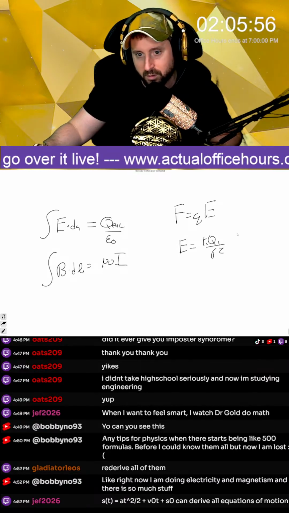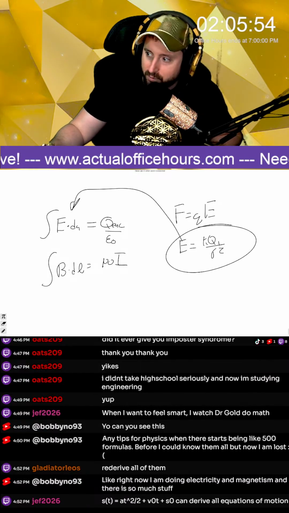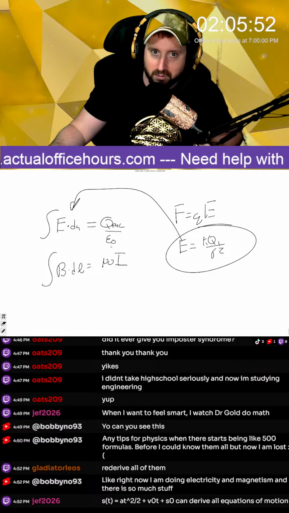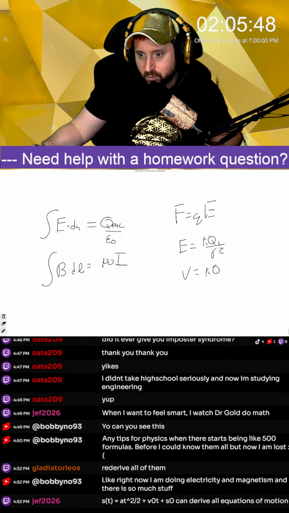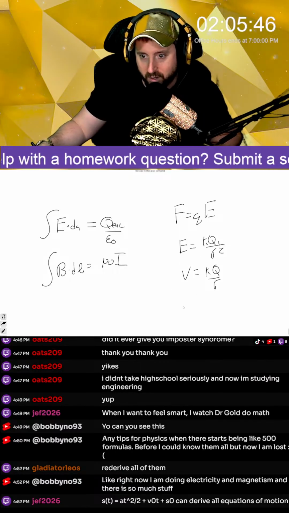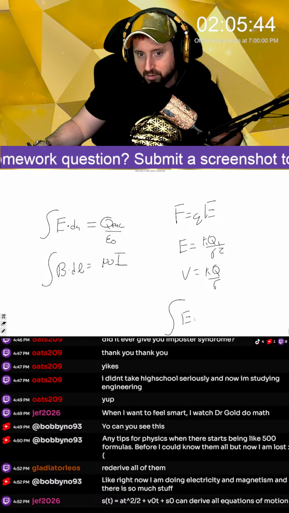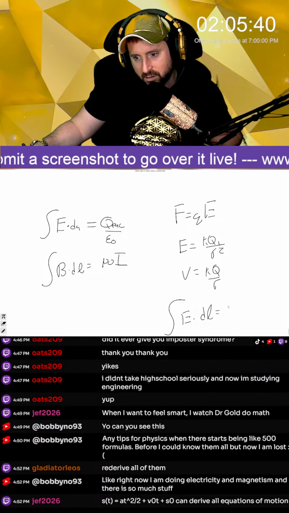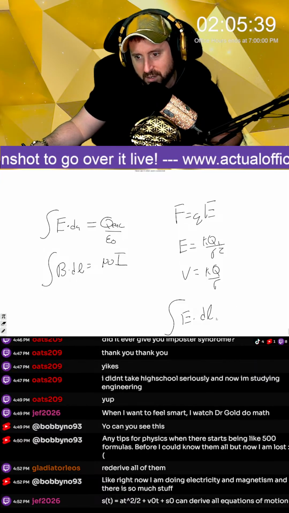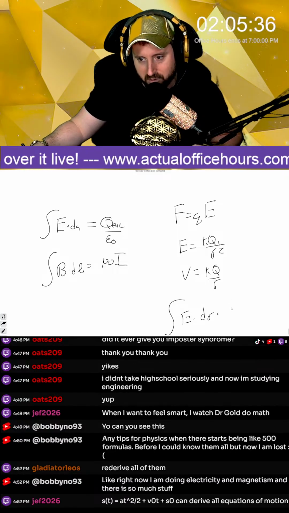Q1 over R squared. But even this, right? This technically comes from this, if you had to rederive it. And then you can get the potential is equal to KQ over R. And then, again, that one comes from this. Maybe it's E dot dl is equal to potential. I forget how it is. E dot dr maybe? E dot dr is equal to potential.